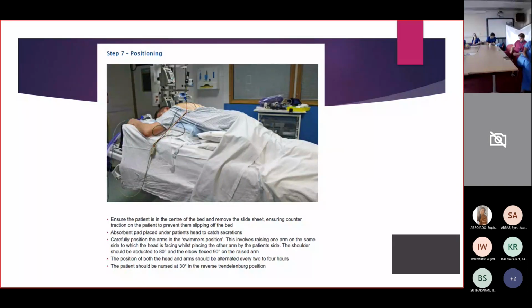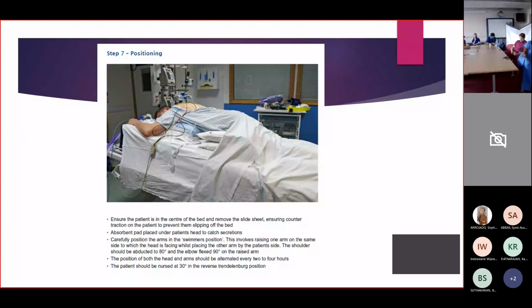After the patient has been brought to the center of the bed and the slide sheet has been removed, we are checking all the lines of the patient, all the monitoring of the patient, and making sure that all the pressure points are well padded and there is no compression on the eye. It is recommended that the position of the head and the arms should be rotated every 2 to 4 hours.